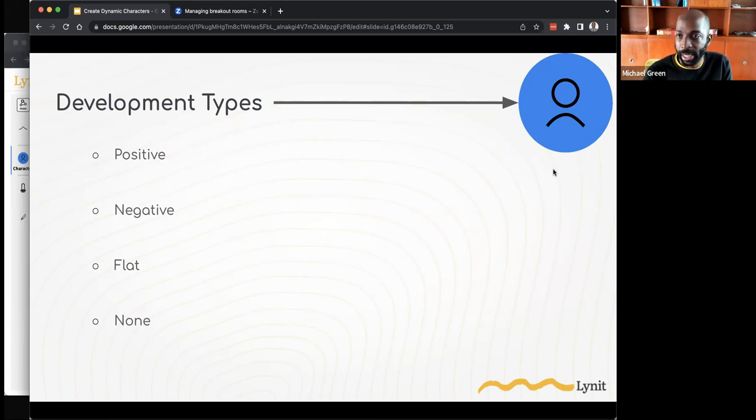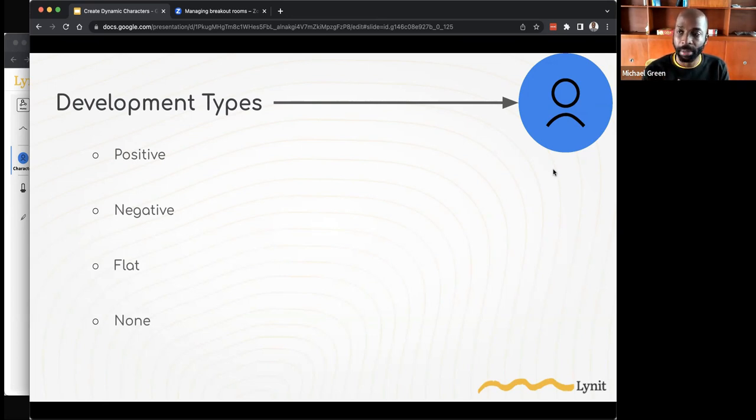Then we have flat and none. Both flat and none mean that there is no change in the character getting closer or further to that belief, right? Positive means they get further from that belief, they reject it. Negative means they get closer, deeper into that belief, they accept it. For flat and none, the character does not change in reference to that belief.